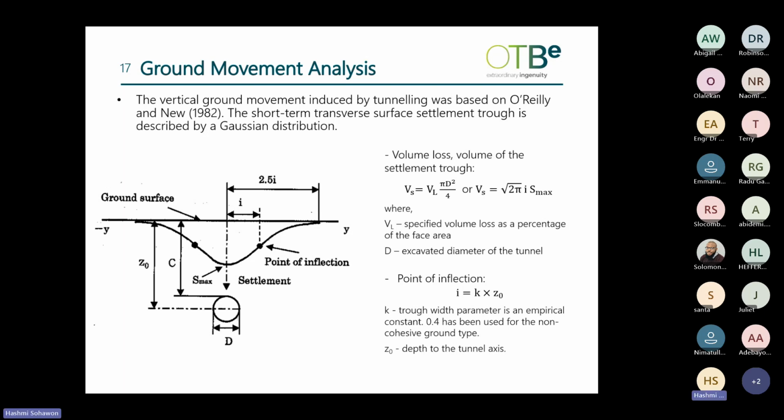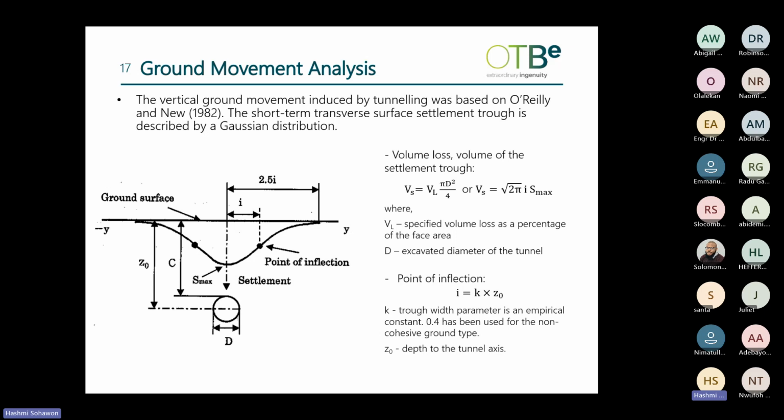So we have the volume loss, which is the volume of the settlement trough, Vs, the first equation here. It's linked to the excavated diameter of the tunnel, capital D, and VL, which is the specified volume loss. In this case, it was 1.5%, as I have explained a bit earlier. Then we have the point of inflection, which is going to govern how wide or narrow the settlement trough will be.